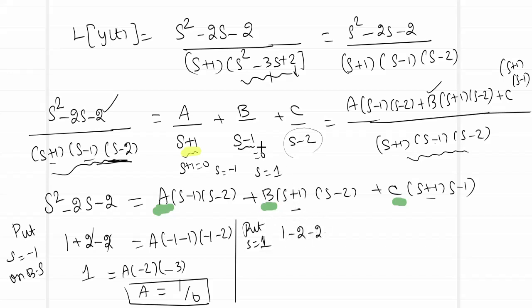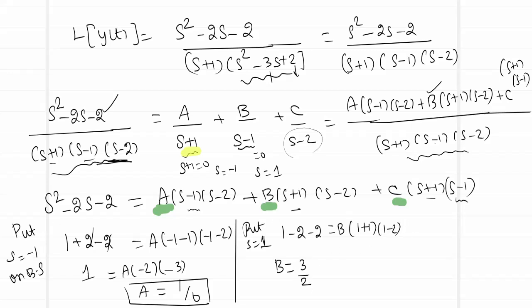Since s minus 1 is 0, this s minus 1 will become 0. Hence, you will be just left with b. And this s takes 1. So it is 1 plus 1 and 1 minus 2, leaving you with b value as 3 by 2.